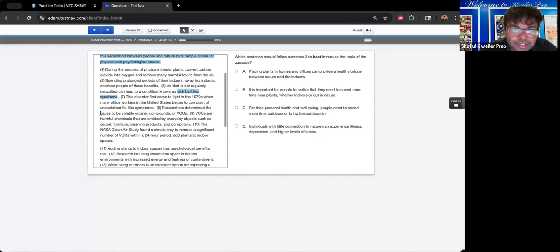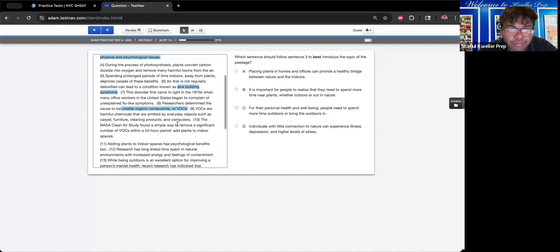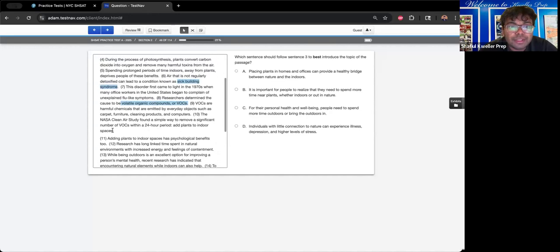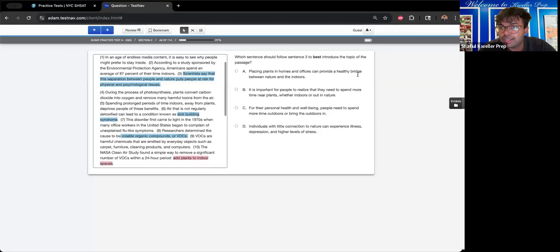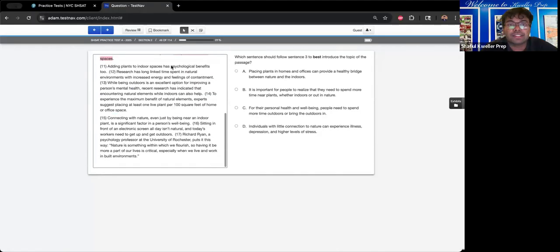The cause is volatile organic compounds, which are emitted by everyday objects inside the home. So the solution is to add plants. I put this in a different color because it seems to be the turning point. And then here it talks about the psychological benefits, so it seems like adding plants is good. It describes that connecting with nature is a significant factor in well-being, and then it ends with a quote about nature.